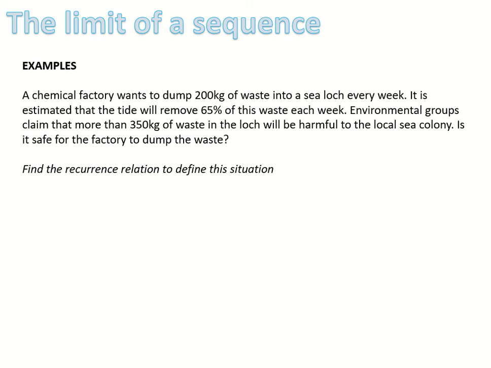We've got to work out how much is left in relation to the previous amount that was there. So what this means is that 35% will be left. So the next week, or the next time they dump the waste in, there'll be 35% of what was there previously, plus they'll dump an extra 200 kilograms in. Initially there's obviously nothing in there, so U0 would be 0.